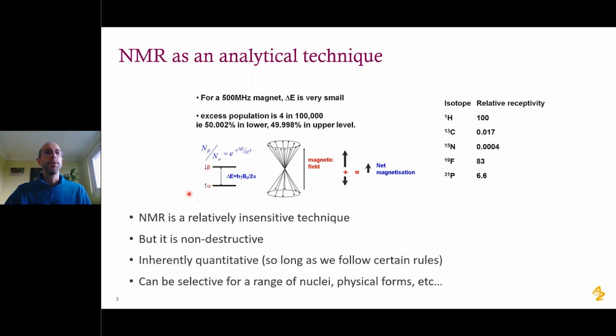On the plus side though, it's non-destructive and it allows us to observe samples in a non-perturbed state. It's inherently quantitative as long as we follow certain protocols. That's very powerful for getting accurate measurements on things. And it can be very selective for a range of nuclei and physical forms, and I shall certainly be exemplifying that in the examples that follow, allowing us to look at only solution species and specific nuclei within our sample.